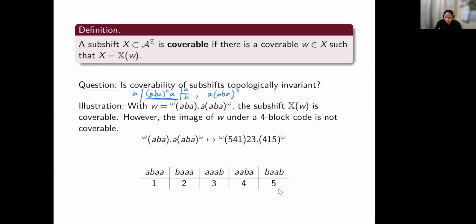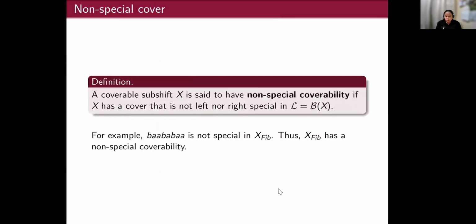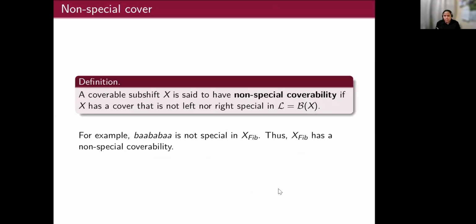Meanwhile, this subword is always followed by the letter A, so it is not right special, but it can be preceded by the letters A and B, and so it is left special. So what I'm saying here is that every cover of W is either left special in W or right special in W. Because of these observations, we want to define a special type of coverability called the non-special coverability of a subshift.